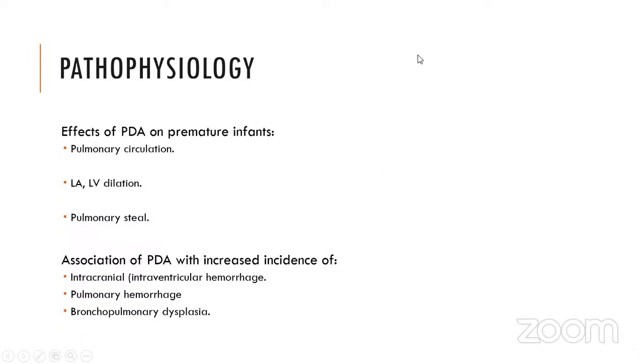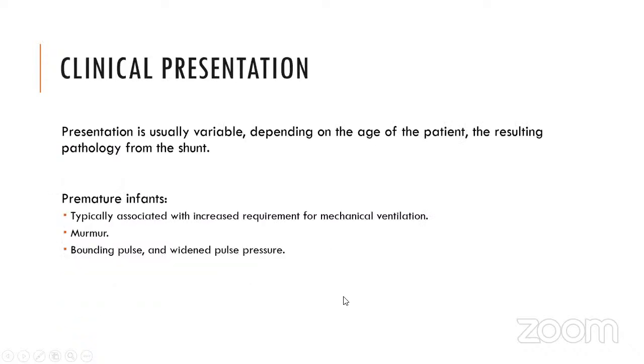Pulmonary steal is believed to be one of the culprits of one of the complications that may occur in premature infants, namely necrotizing enterocolitis. Also, one thing of note, the PDA is thought to be associated with increased incidence of intracranial hemorrhage, pulmonary hemorrhage, and bronchopulmonary dysplasia in premature infants.